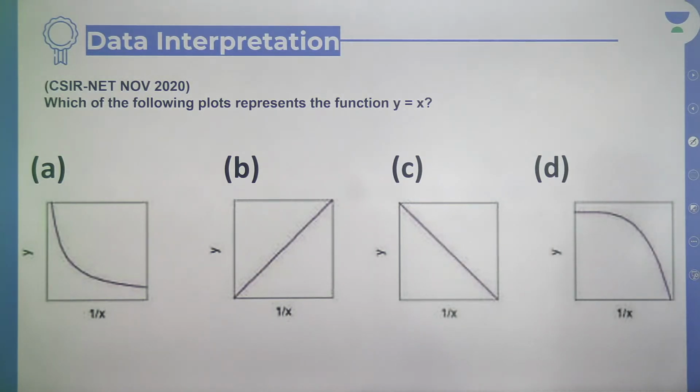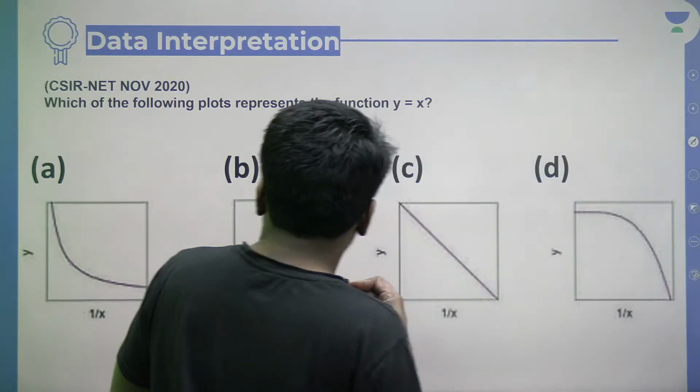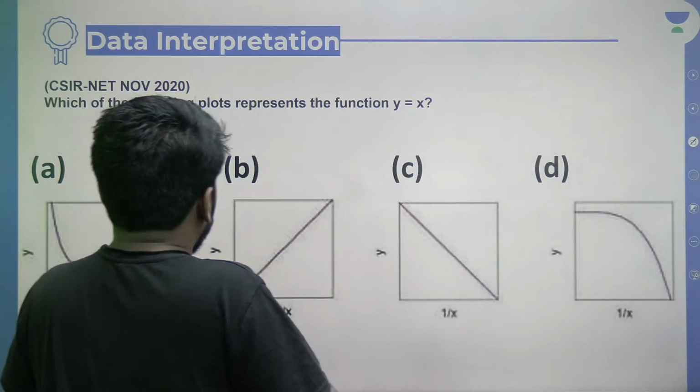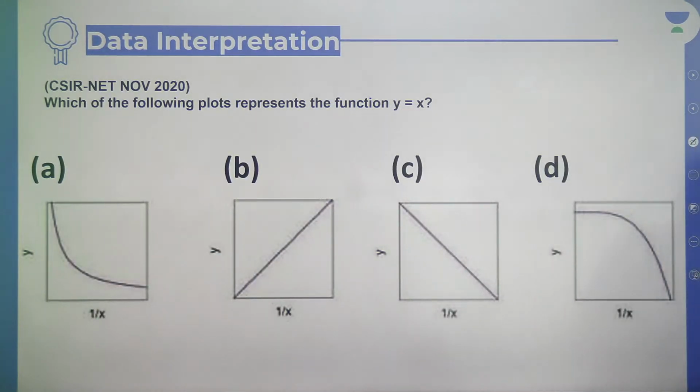Most of you got it right. Which one of the following plots? No, not most of you, very few of you got it right. Most of you got different options. So I will explain how. 1 second.